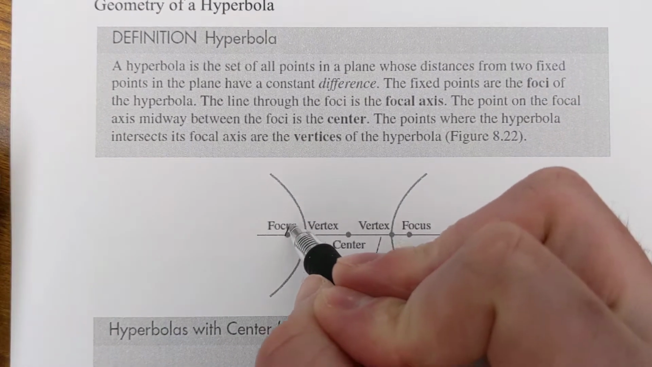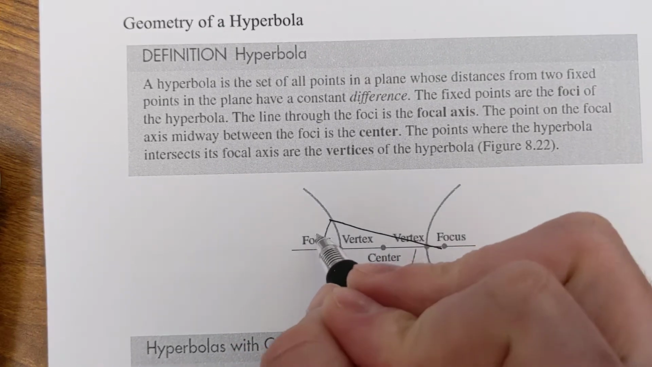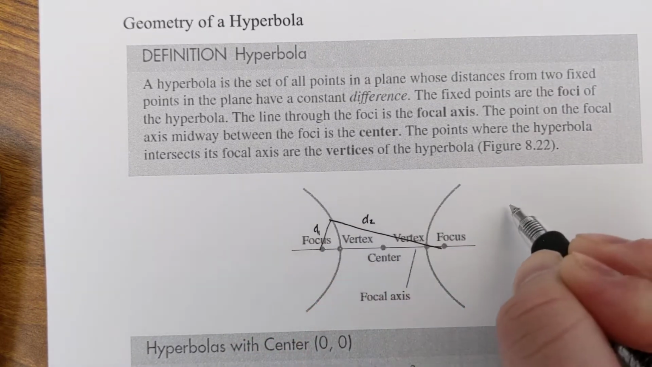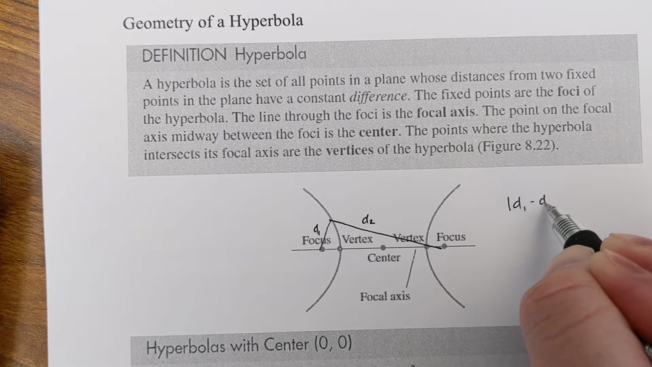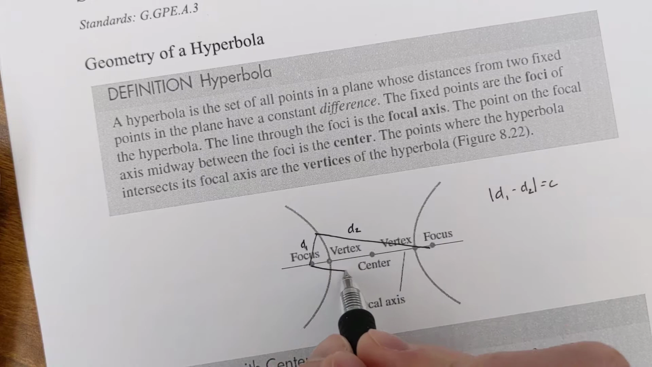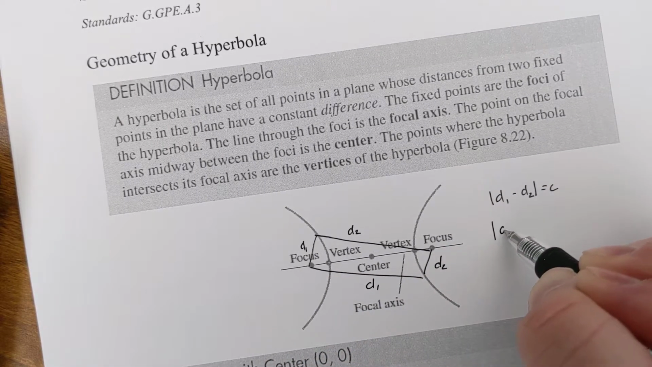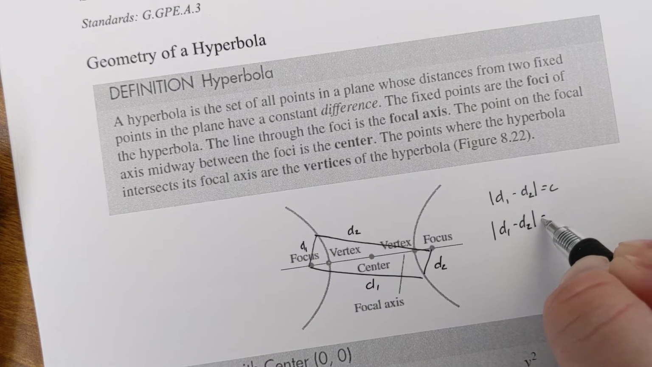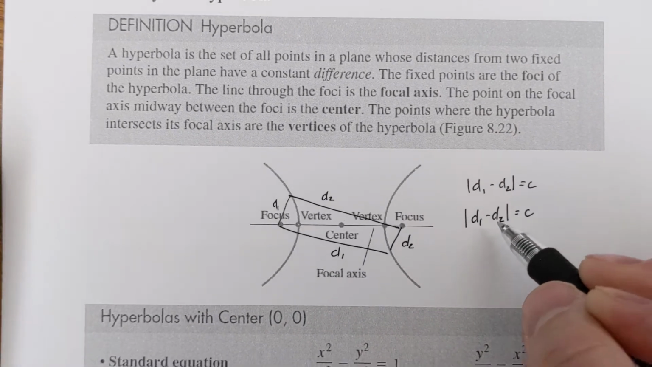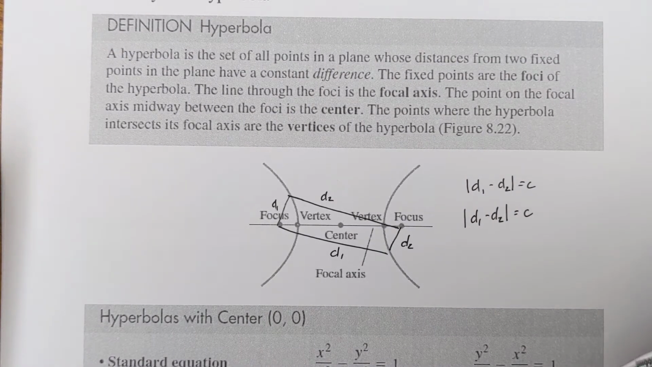So what that's saying is that for any point I measure, here's D1, here's D2, the difference is some common value. And it doesn't actually matter which branch I go to, D2 minus D1 or D1 minus D2. Notice you have the absolute values. That makes it always positive. You're talking about distance, so it doesn't matter whether it's a positive or negative number.